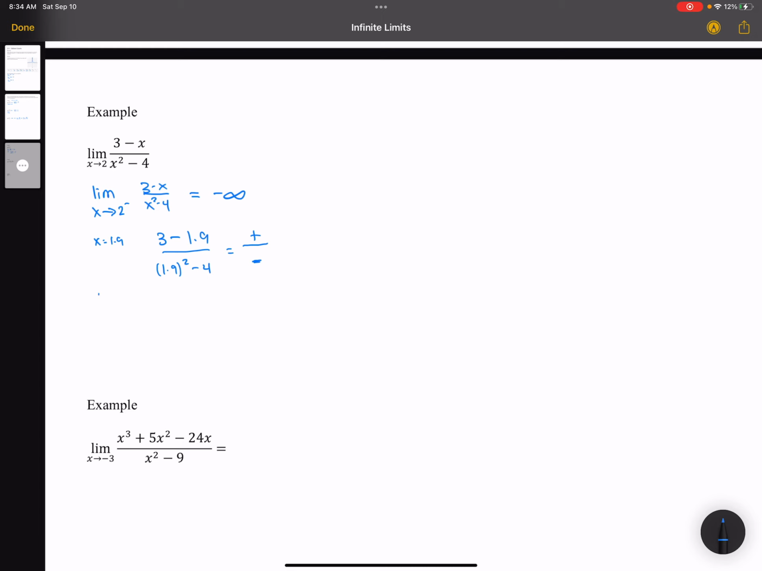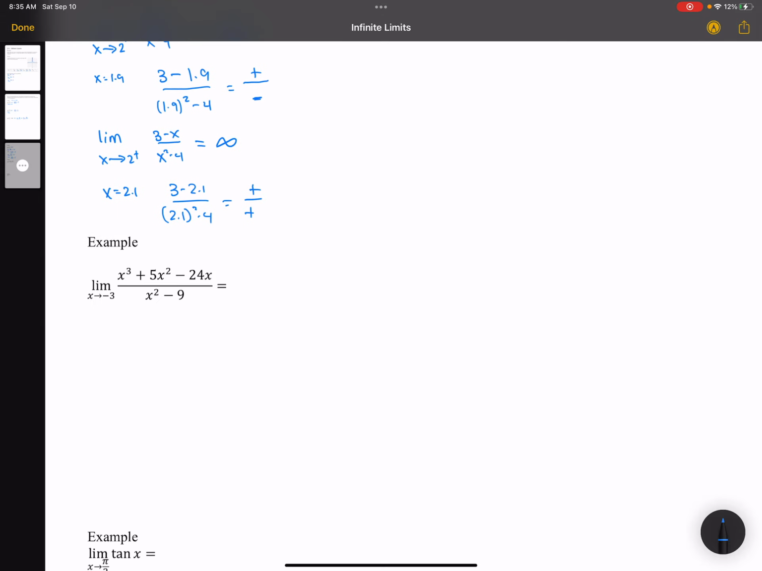Now, if we did some value slightly greater than 2 for this function, so (3 minus x) divided by (x squared minus 4), and we choose, I don't know, x equals 2.1, then we're going to get 3 minus 2.1 divided by 2.1 squared minus 4. So that's going to be a positive divided by a positive. So this limit is going to be infinity. So in general, this limit does not exist because the left limit and the right limit aren't the same value.